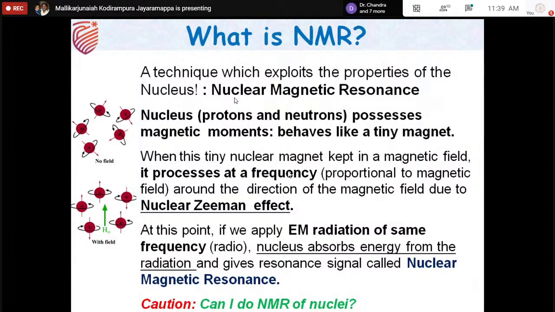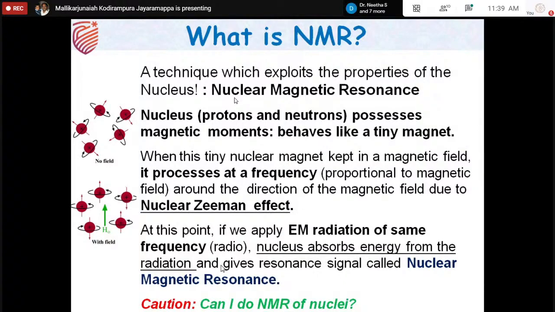with a particular frequency. Whenever we apply electromagnetic radiation of the same frequency at which they are revolving around the static magnetic field, then the nucleus or nucleons absorb energy from the radiation and go to the excited state. We will discuss this from the quantum mechanical picture in a while. Then this nucleus absorbs energy, and because of that we get a signal. The entire concept we call nuclear magnetic resonance.